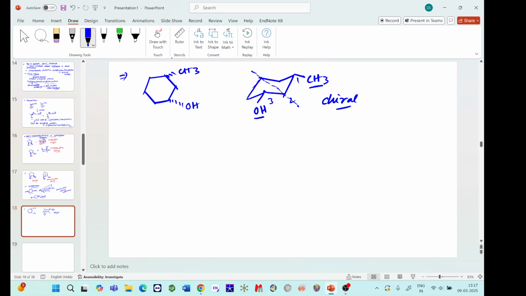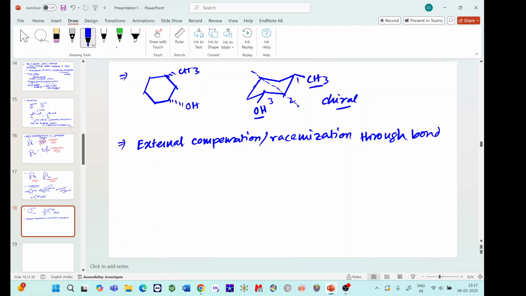Then one more effect needs to be discussed, that is external compensation or racemization through bond rotation. Which bond? Single bond, sigma.